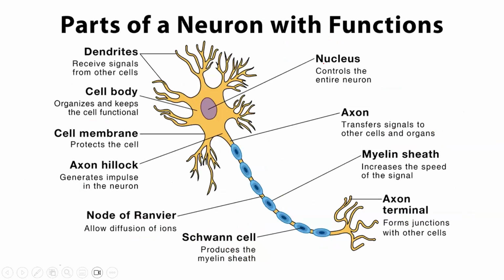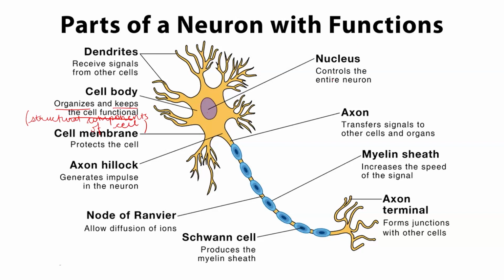So this figure shows the parts of a neuron with various functions. Firstly, it is the cell body, which is shown here in yellow color. So what is the function of the cell body? It organizes and keeps the cell functional, as it has almost all the structural components of the cell, like cytoplasm, nucleus, etc. Structural components of the cell are present within the cell body.